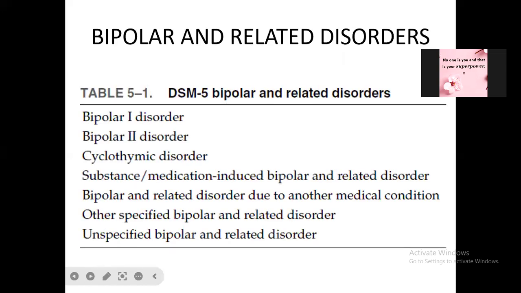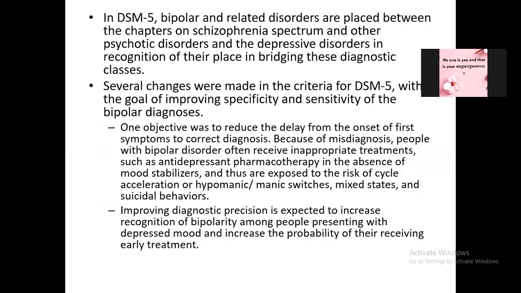So here is a basic display of the Diagnostic and Statistical Manual of Disorders. This whole chapter will include these particular conditions to be discussed. We will overview the whole curriculum. The first one is that in the DSM-5, bipolar disorders were placed between the chapters for schizophrenia spectrum and other psychotic disorders and the depressive disorders, right?